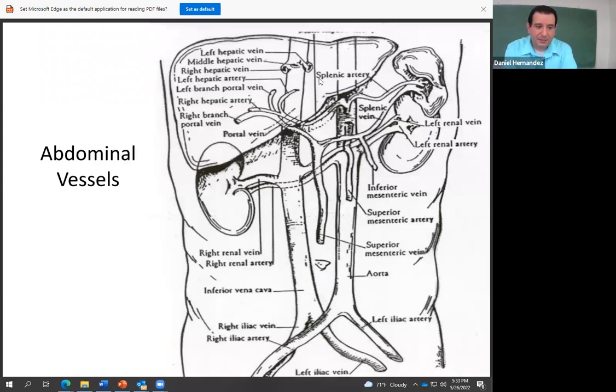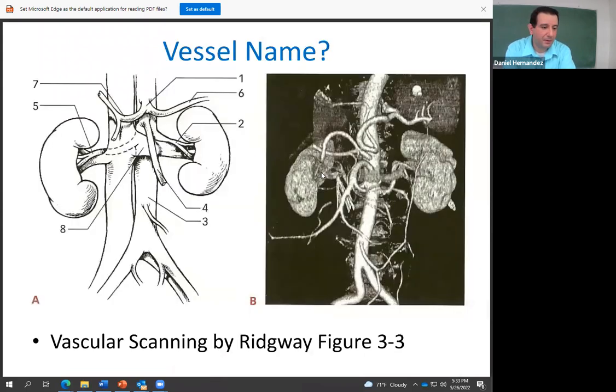So this is just a detailed diagram showing, again, a lot of our anatomy vessels. All right, good practice for you guys. Name the vessels. Talking like you're here. I'll pretend like you're here.